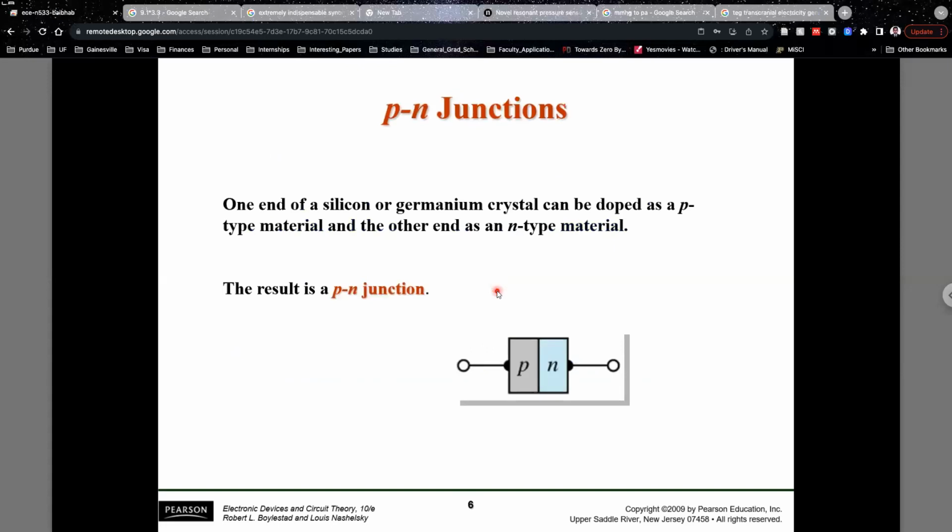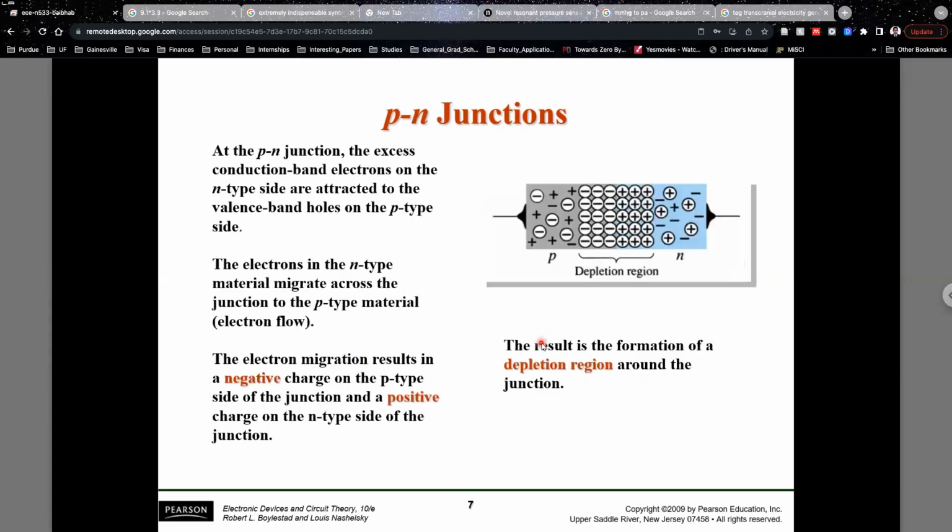Now, something interesting you can think of, just as a thought process: what if you put a p-type semiconductor and an n-type semiconductor close to each other, touching each other? This results in what is called a p-n junction, where you have a p-type semiconductor and an n-type semiconductor, and you just put or fuse them together. What would happen in this case?